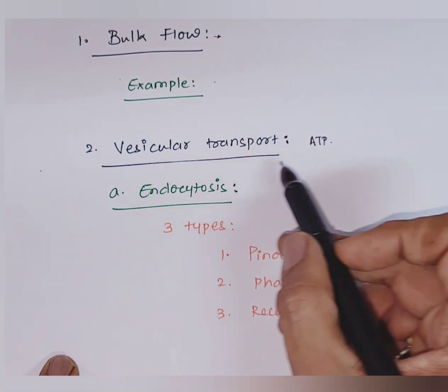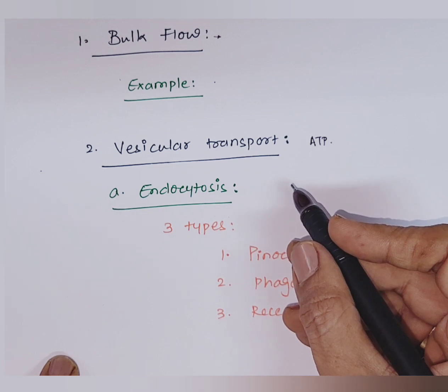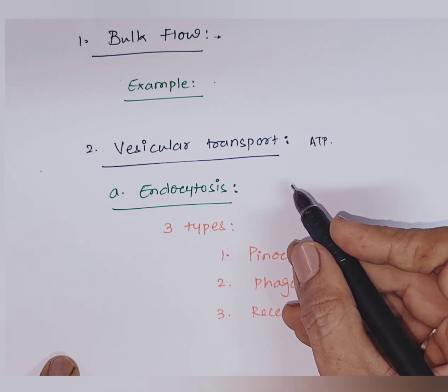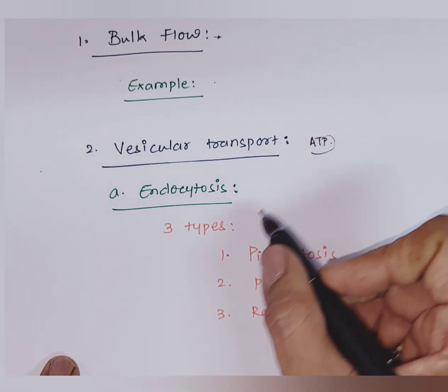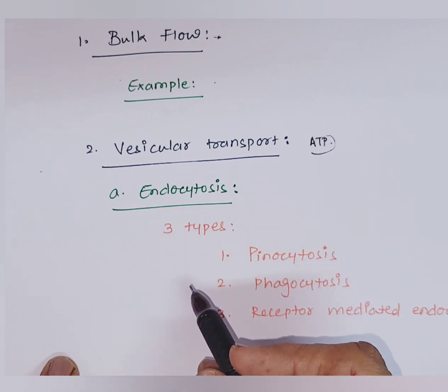Second is vesicular transport. Here transport across the cell membrane occurs by formation of a vesicle. A vesicle is formed and this vesicle is being transported. Here energy is required from ATP. This, again, we have discussed, is of three types: endocytosis, exocytosis and transcytosis.